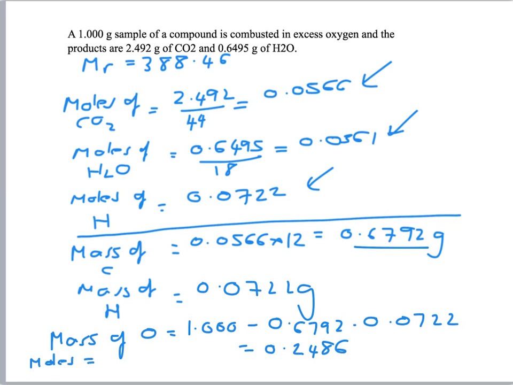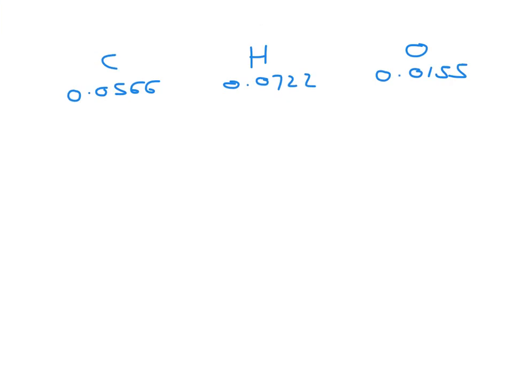And then finally the moles of oxygen is going to be my mass divided by 16. So let's just try and fit that in, and that's going to be 0.0155. So for this one we will divide by the smallest one. So the smallest one is going to be my oxygen.